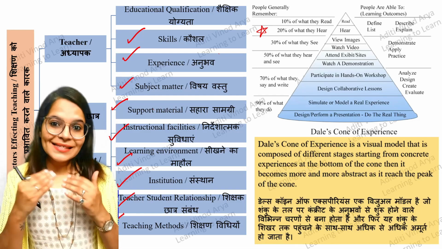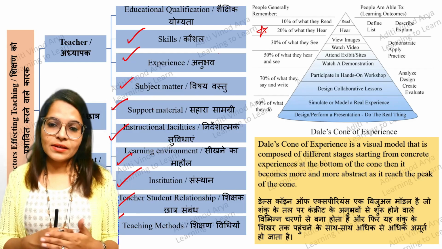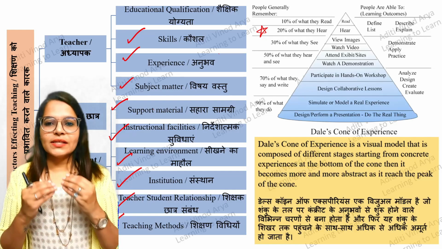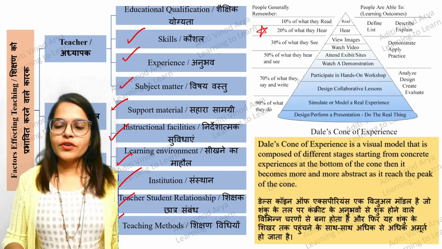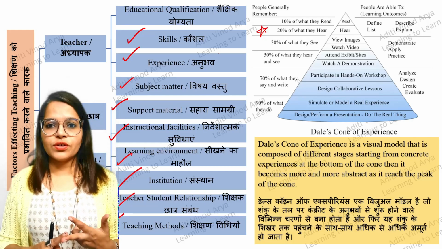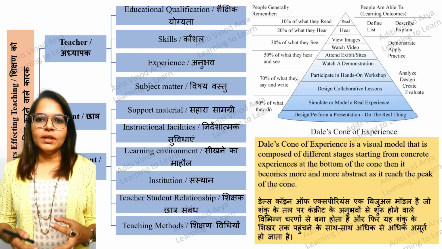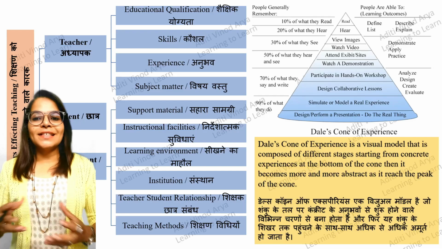But if fewer senses are involved, the student will not be able to retain those facts and concepts in the long term. So how does this work? There is a simple thing. Suppose you are going to read something. You might have read hundreds of books till now in your graduation, post graduation. Dale's Cone model is not actually based on the difficulty, it is based on the senses involved.